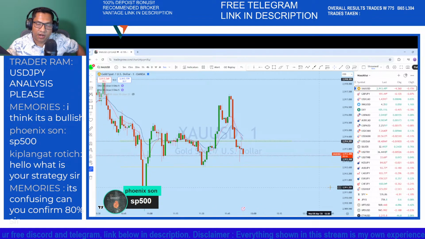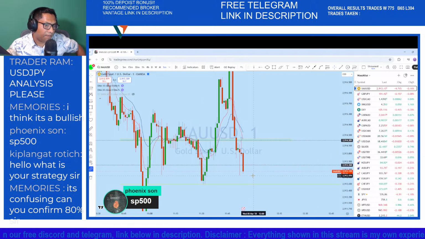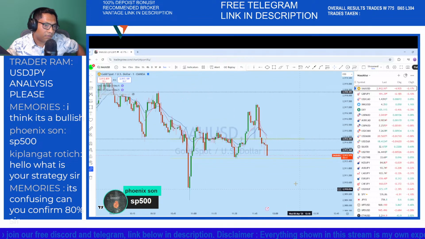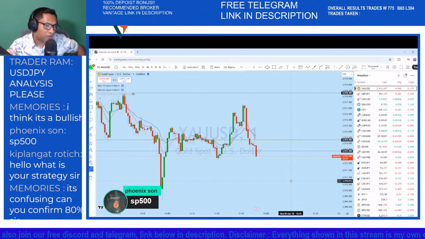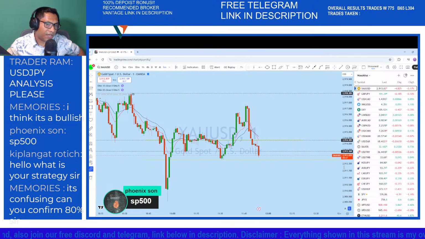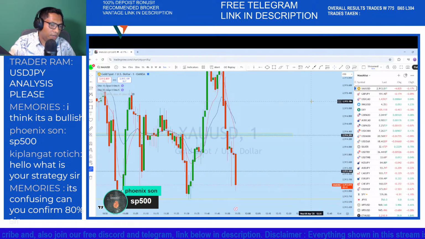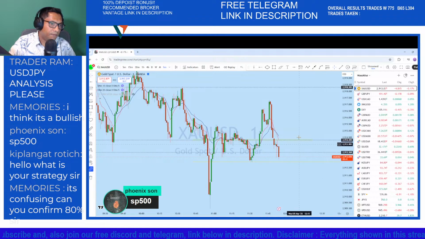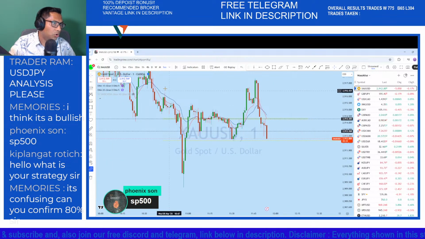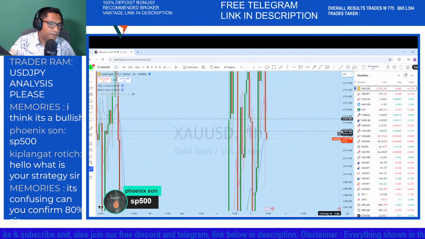Yeah, you can see the market is breaking below that level, below the support, and once we see the price drop well below the support, that's where we'll be looking for that entry.